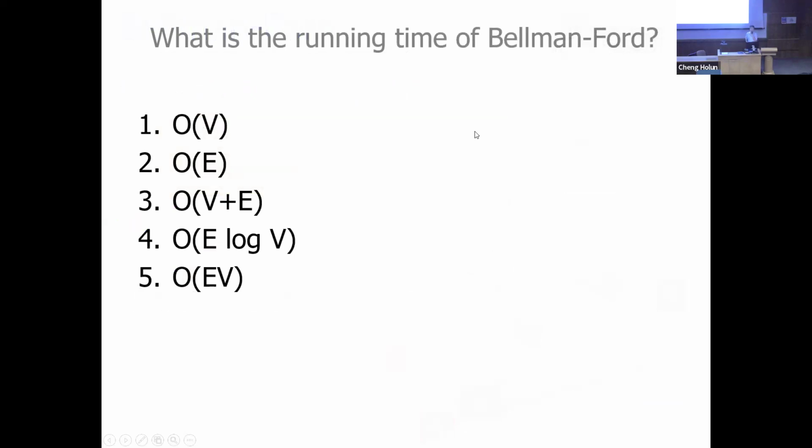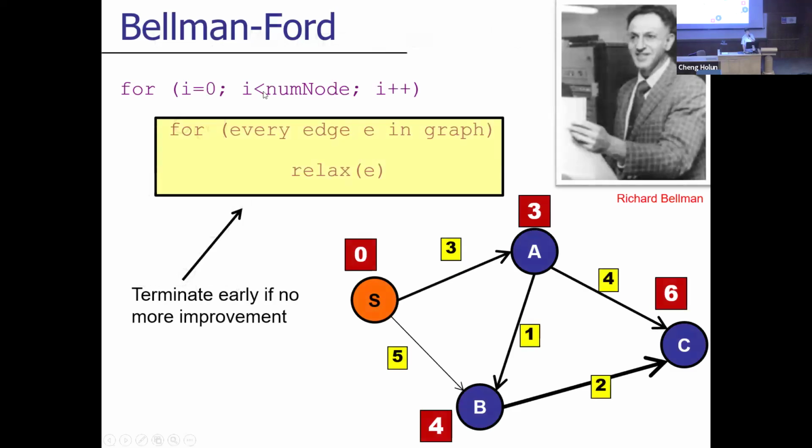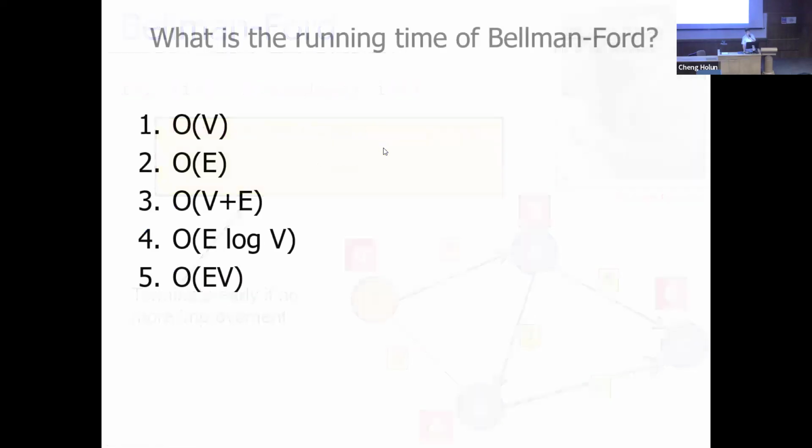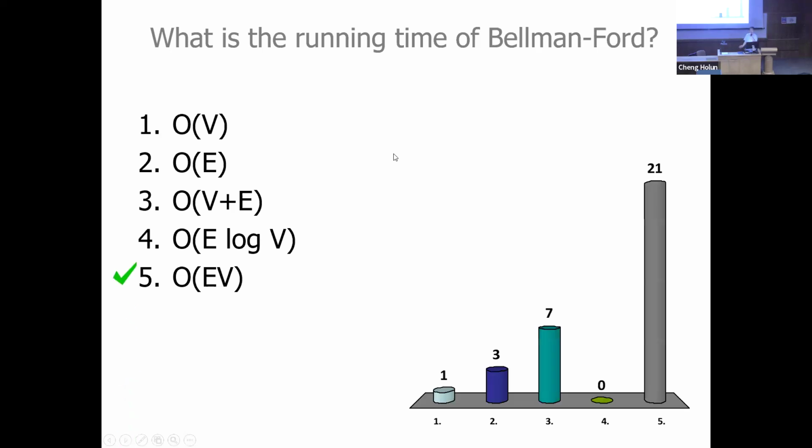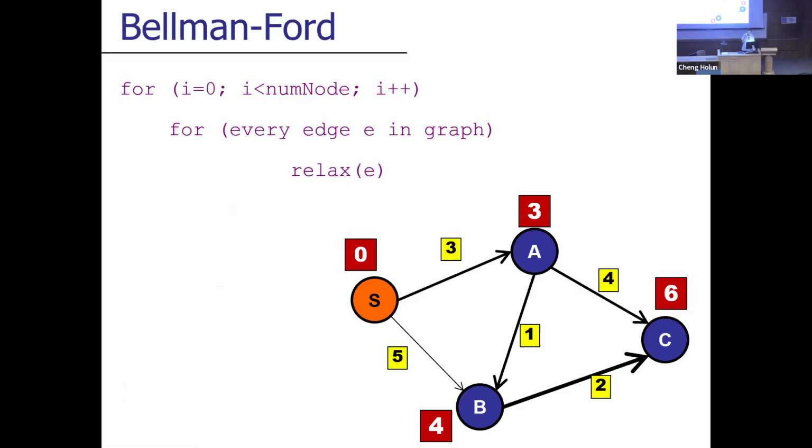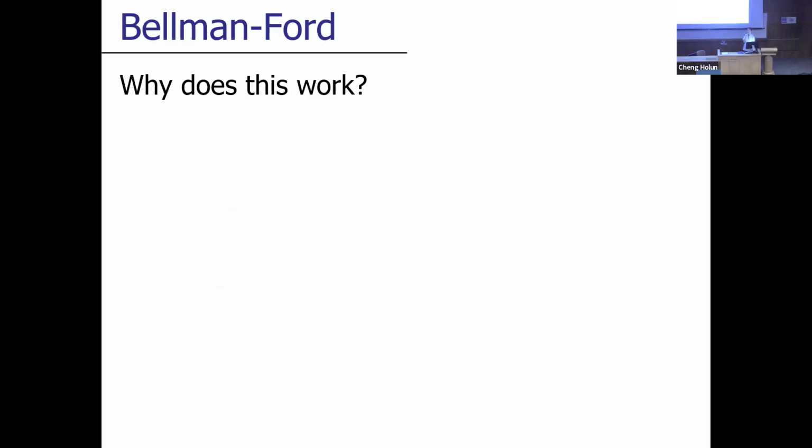So if that's so, what is the running time, or the worst-case bound, for Bellman-Ford? This should be easy. Who says 1? Who says 2? Who says 3? Who says 4? Who says 5? Yeah, 5, only 1. Why? Because you go through this loop, this is V and this is E. So the answer is V times E. And this is Bellman-Ford. But the question is why?